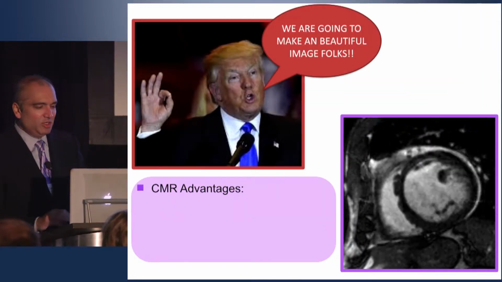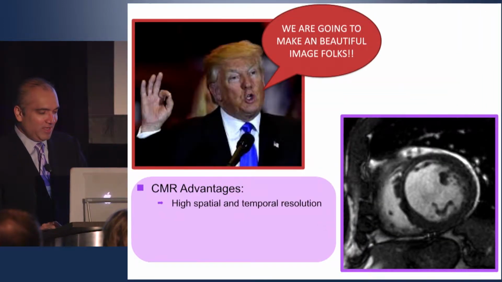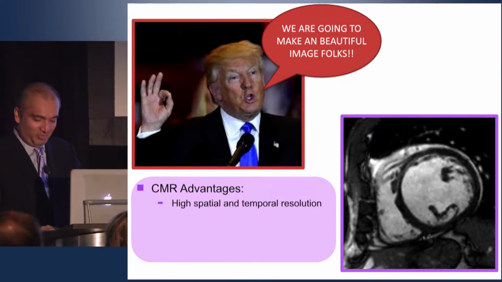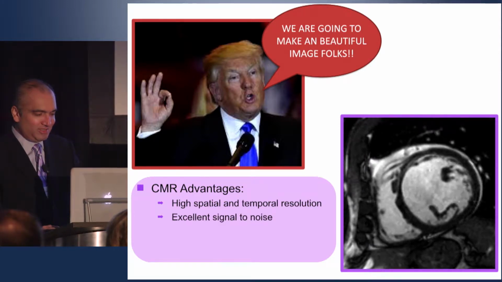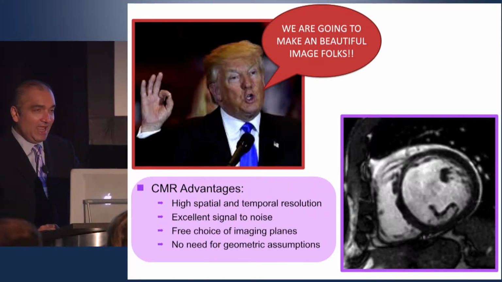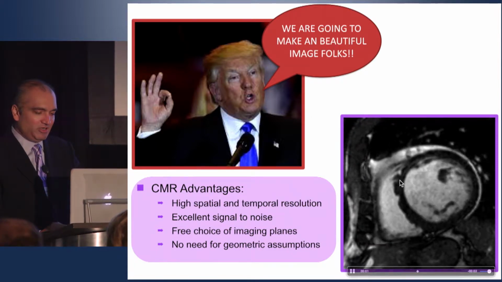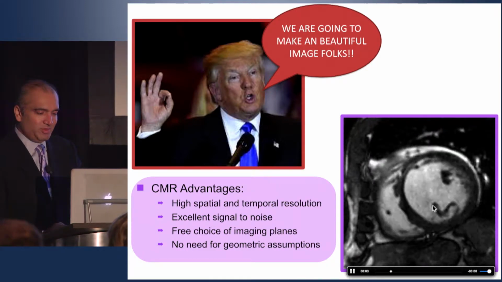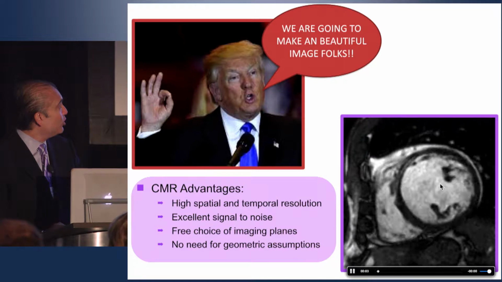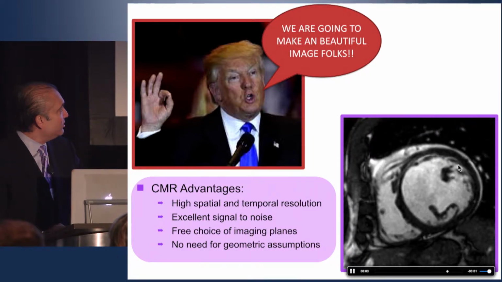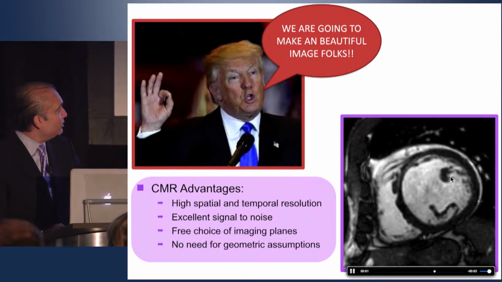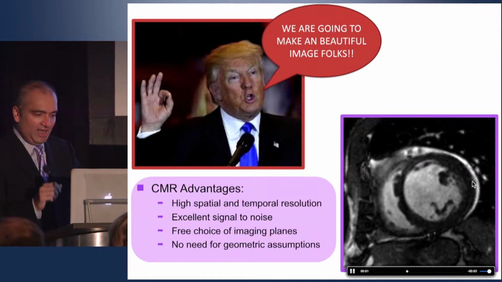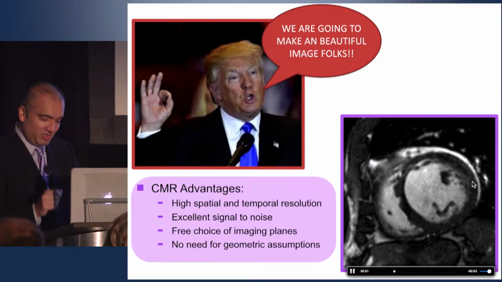So, in the ideal world, I think the advantages of CMR are that it gives you very high quality images with both high spatial and temporal resolution, with excellent signal to noise, free choice of imaging planes, and no need for geometric assumptions. If you look at the image on the right-hand side, this is a typical CMR scan that we would acquire for assessment of LV function. This is just one individual short axis slice, but you'll notice not only can you see the endocardium very clearly, you can also see the papillary muscles and all these fine trabeculations very, very clearly. And so I think that's one of the strengths of CMR, the beautiful images that we're able to make.